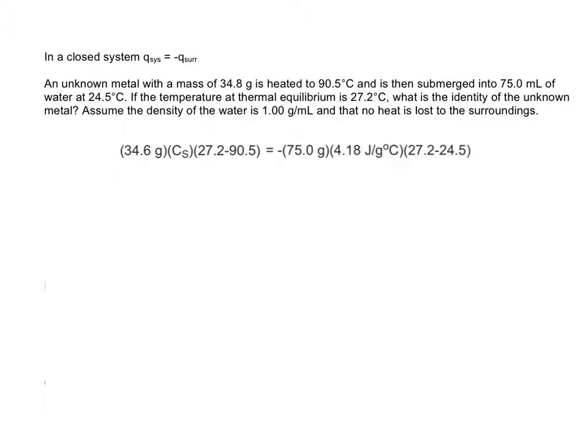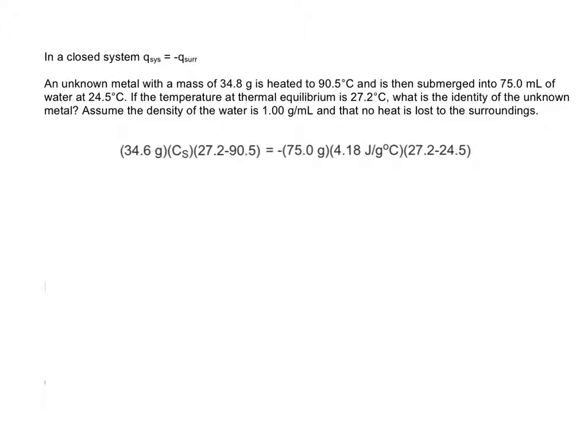The heat of our surroundings is going to be 75 grams for the water, since we have 75 mL and we're assuming that each milliliter is a gram. Then the specific heat of water, which we can get from the table on the previous slide, is 4.18 joules per gram degree Celsius. For our change in temperature here, our final temperature is still 27.2, but our initial temperature of the water was 24.5, so there we're going to have a positive number.